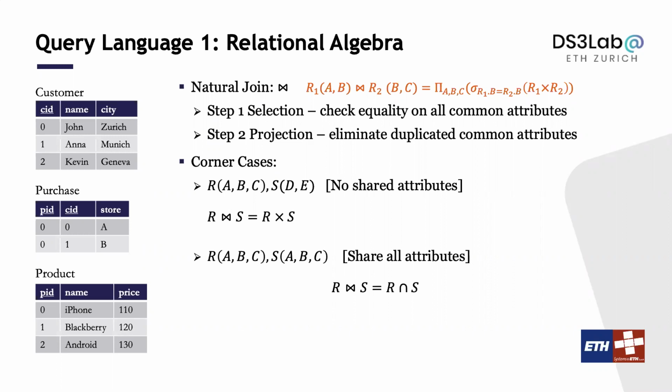Another corner case is, what if I have two relations, R with attributes A, B, and C, and S with attributes A, B, and C, meaning that they share all the attributes by name? If I do the natural join between R and S, I'm essentially going to get the intersection between R and S. And if you think about why, I can only get those tuples that appear both in R and S. Otherwise, they will not appear in the result after the selection. Make sense?